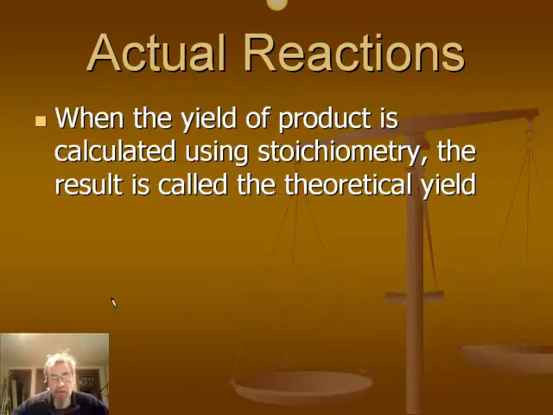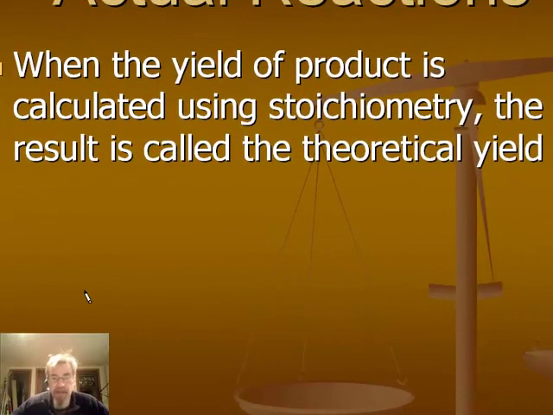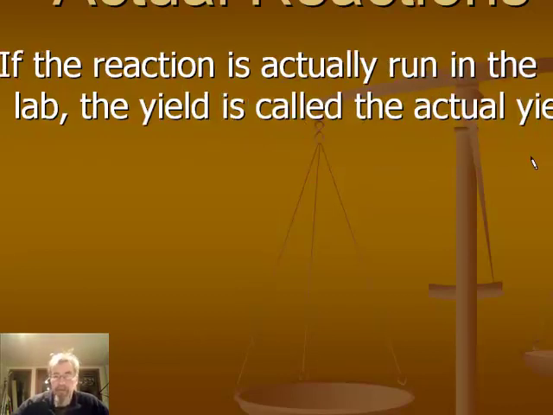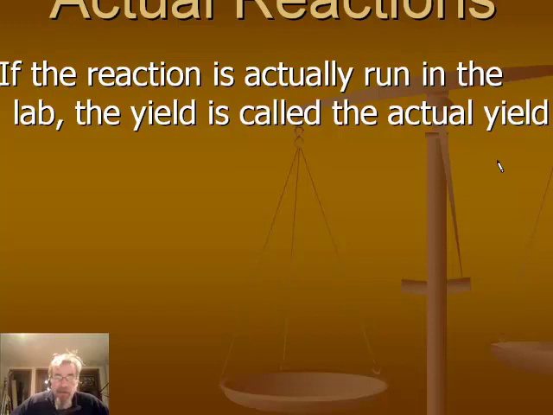First, some terminology. When we calculate the yield of product, in other words, how much product you're going to get, and we're using stoichiometry to do it and just theoretically calculating it, like in theory, on paper, the result that you get is something that we call the theoretical yield. But in reality, if you take that reaction and really run it in the laboratory, you're often going to get less than that theoretical yield. You won't really get that much. And that yield is called the actual yield.